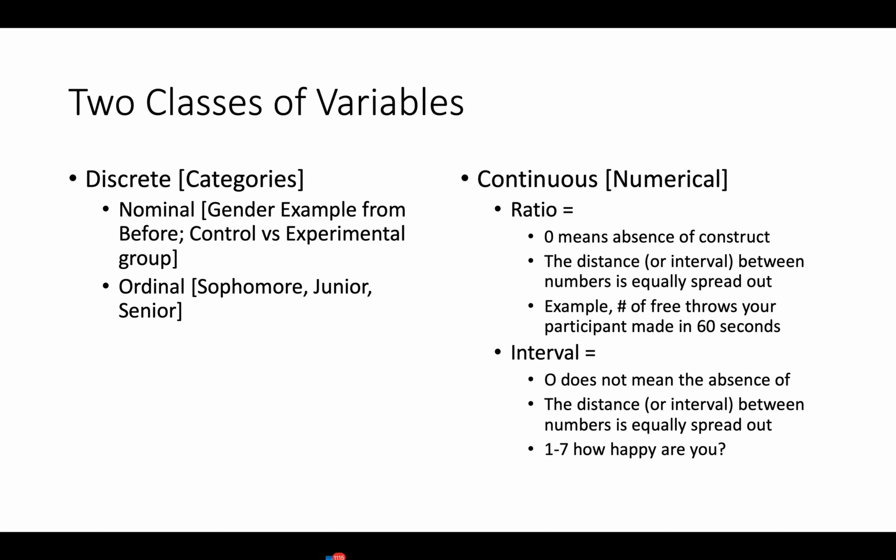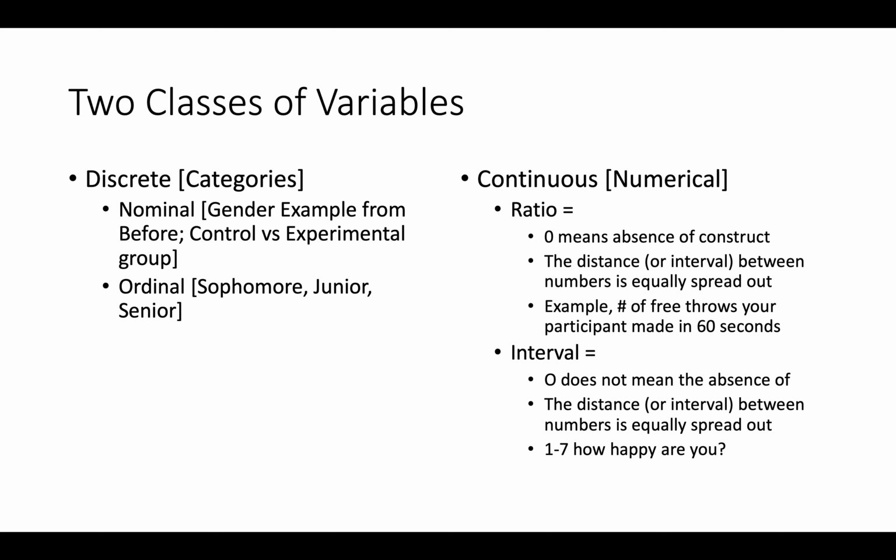When the numbers in a variable are equally spaced, the difference between 1 and 2 is the same as the difference between 7 and 8. It's the same as the difference between 100 and 101. We have a continuous variable. All right? If 0 equals the absence of that variable, we have a ratio variable.